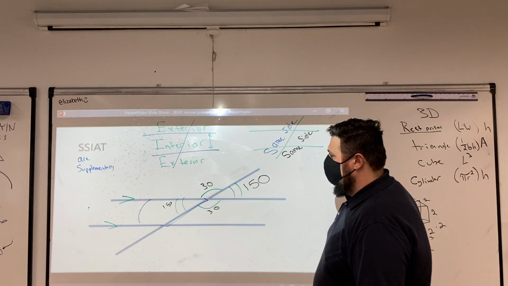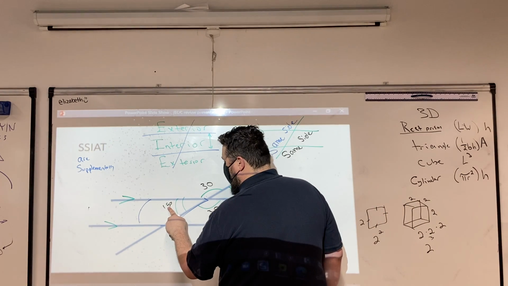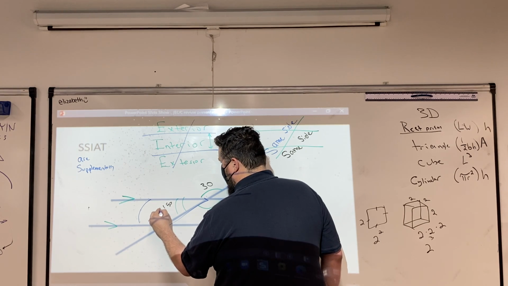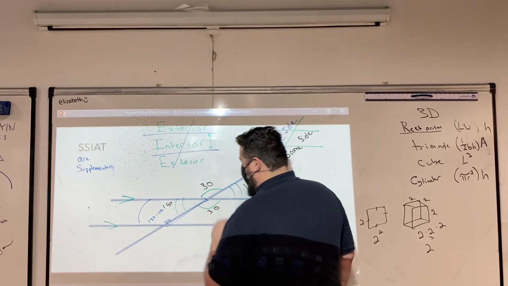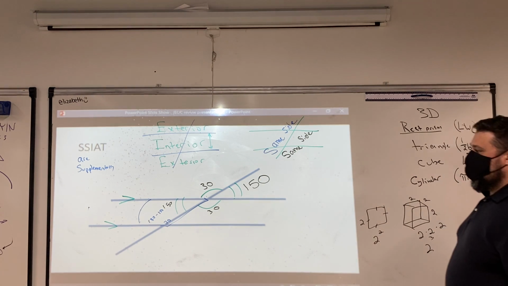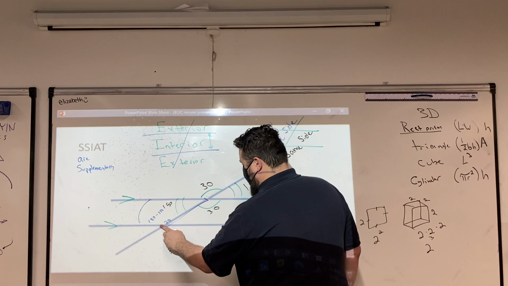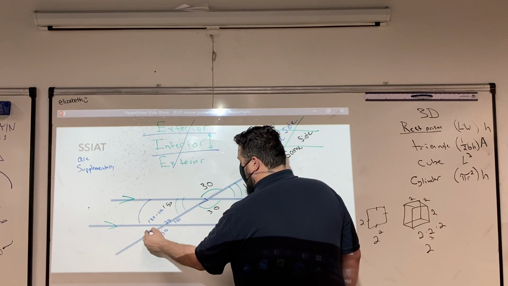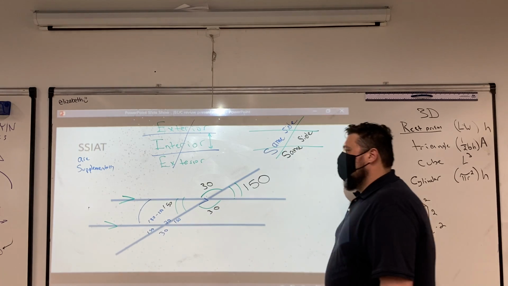They add up to 180, so I can say 150 is going to leave me with 30. And that's our first step to saying that this has to be the same. Now we can use the vertical angles theorem and fill the rest of this chart out. 30, 150, 150, and we're done.